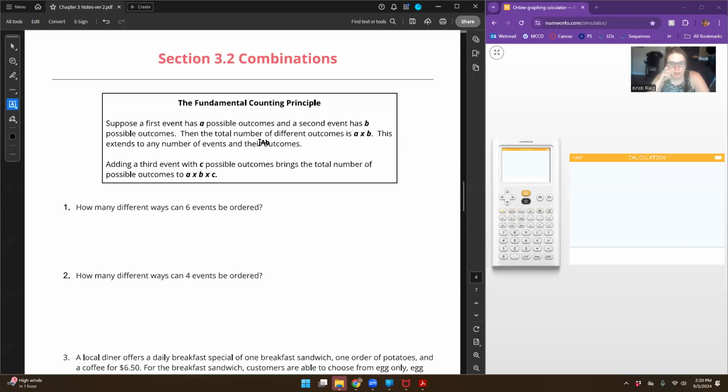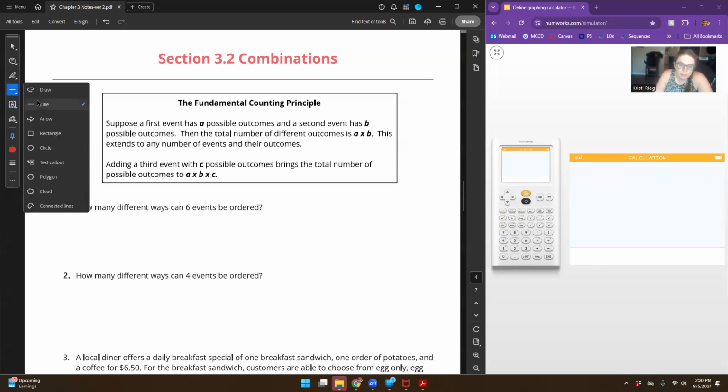All right, before we get to combinations, we want to talk about the fundamental counting principle. It says if a first event has A possible outcomes and a second event has B possible outcomes, then the total number of different outcomes is A times B. If there's a third event, C outcomes, you just do times C, and you just keep multiplying until we know all of the possible outcomes.